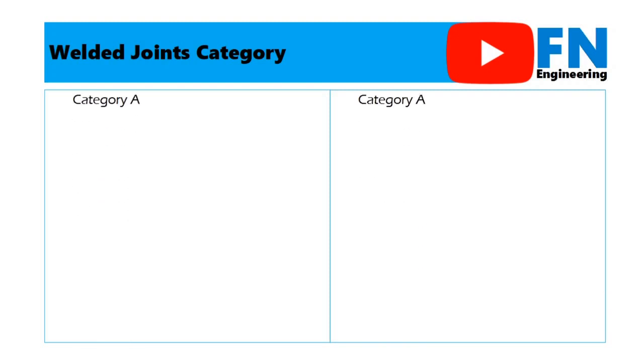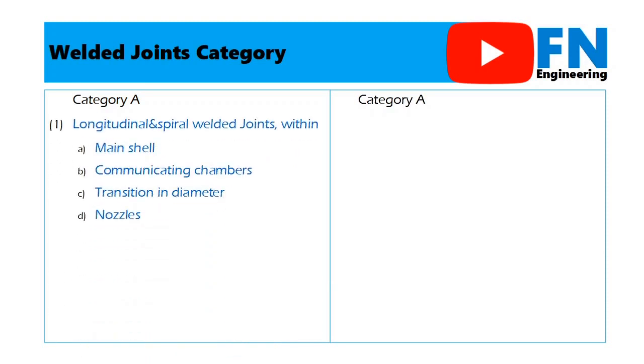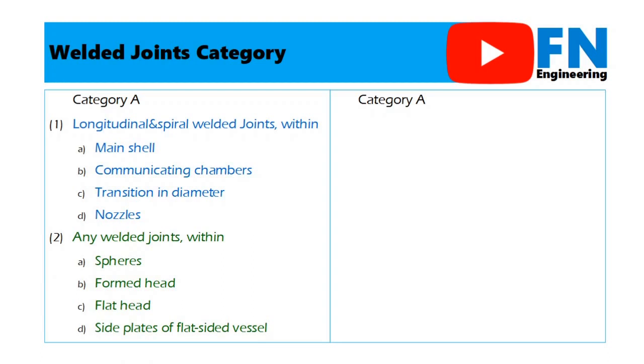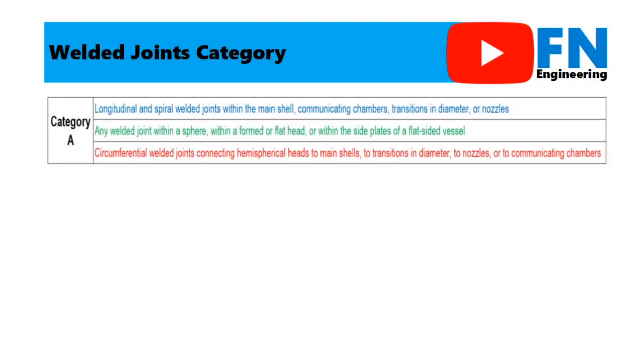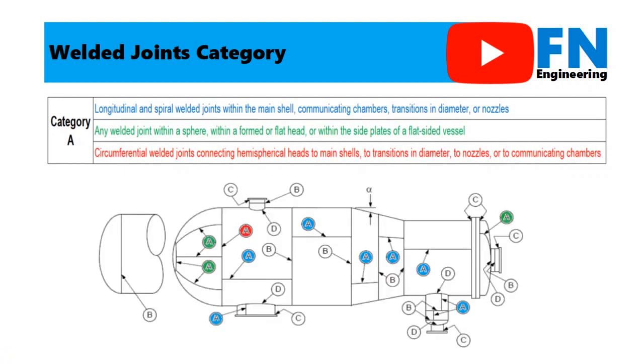In the beginning, we're going to detail category A. There are three main types of category A. The first is longitudinal welded joints and spiral welded joints within the main shell, communicating chambers, transition in diameter, and the nozzles. Then, any welded joints within spheres, formed heads, flat heads, and side plates of flat-sided vessels. The last is circumferential joints connecting hemispherical heads to the main shell, transition in diameter, nozzle, or to communicating chambers.